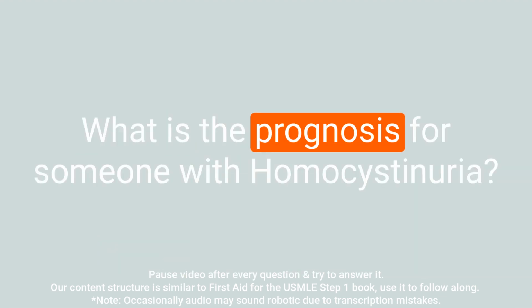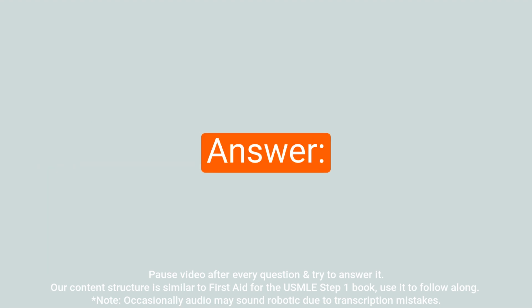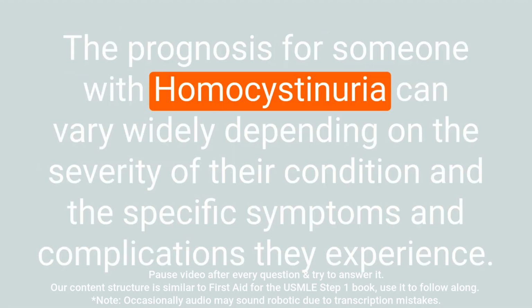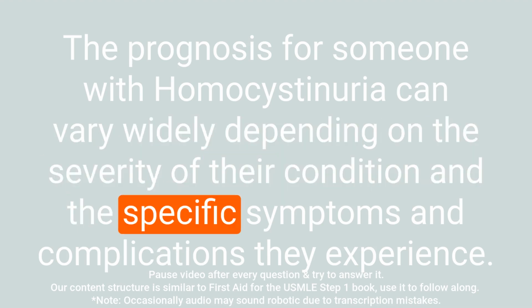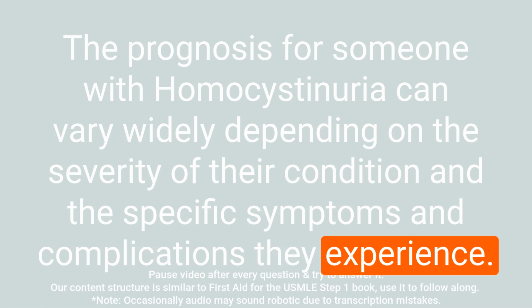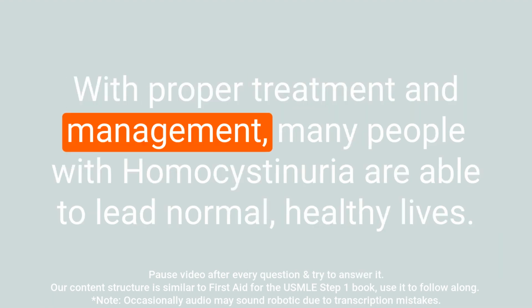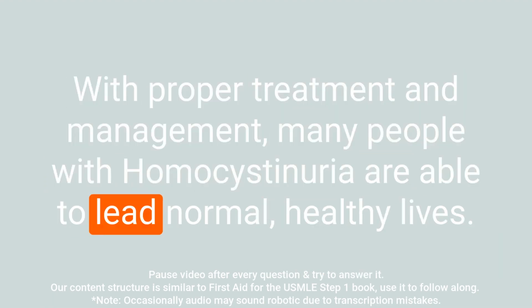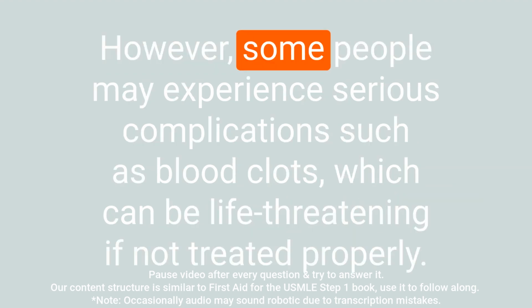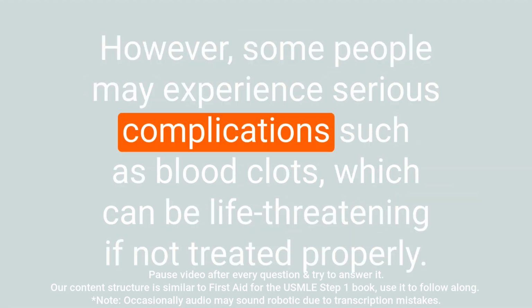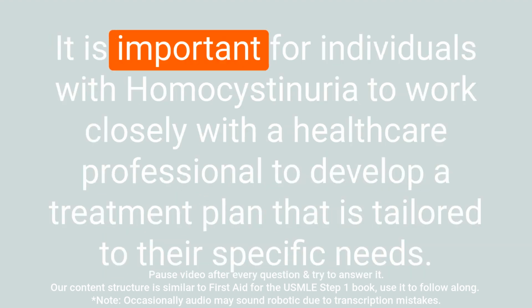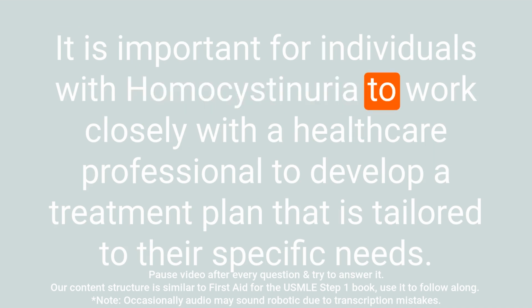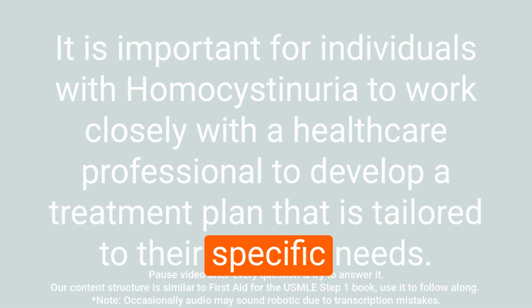Question: what is the prognosis for someone with homocystinuria? Answer: the prognosis for someone with homocystinuria can vary widely depending on the severity of their condition and the specific symptoms and complications they experience. With proper treatment and management, many people with homocystinuria are able to lead normal, healthy lives. However, some people may experience serious complications such as blood clots, which can be life-threatening if not treated properly. It is important for individuals with homocystinuria to work closely with a healthcare professional to develop a treatment plan that is tailored to their specific needs.